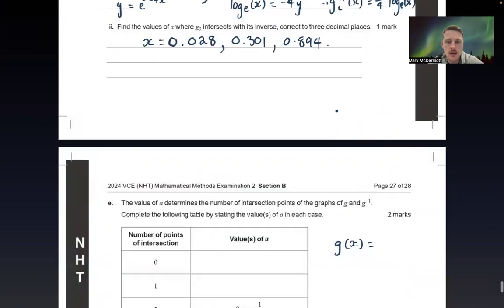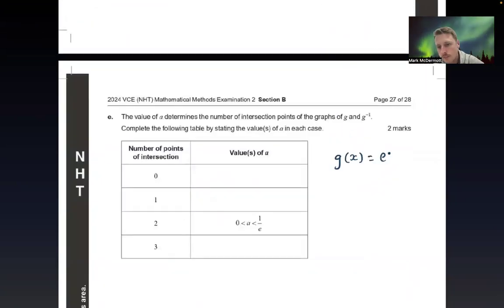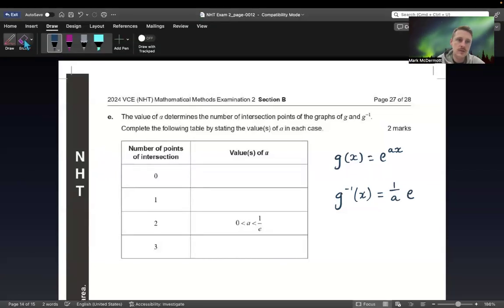So G of X equals e to the AX. Okay, if you let y equal G of X and then swap X and Y, you'll get the inverse function as 1 on A log e of X.